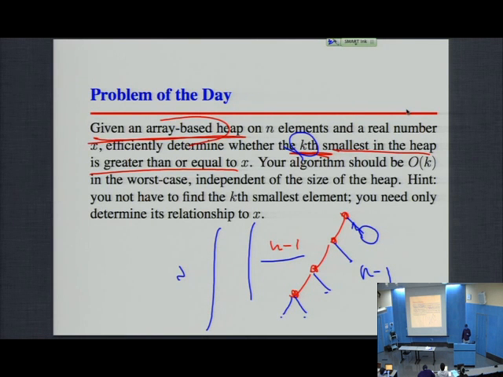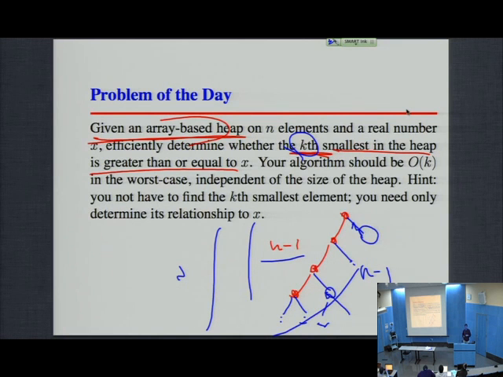And if I don't find too many that are smaller, it's because I have found enough that are bigger that block off the possibilities. I'm not going to be searching at the descendant of any node that has already been too big for me. And that's why I'm only going to search order k nodes. Any last questions here? Think about it.